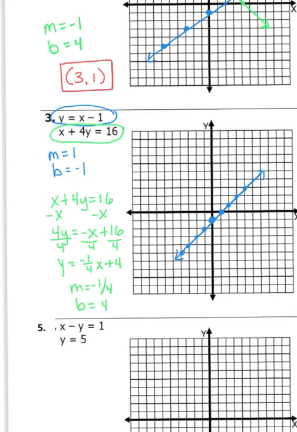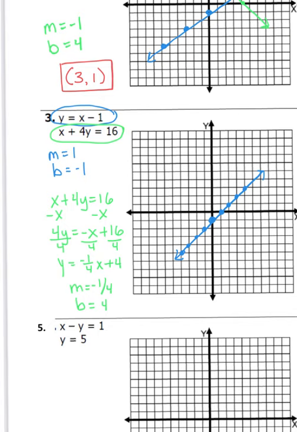Okay, now I need to do the same thing for my second equation, x plus 4y equals 16. Once I solve that and put that into mx plus b form, I've got b is 4, so 1, 2, 3, 4. Oops, that's not working.